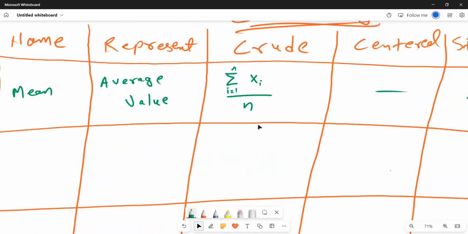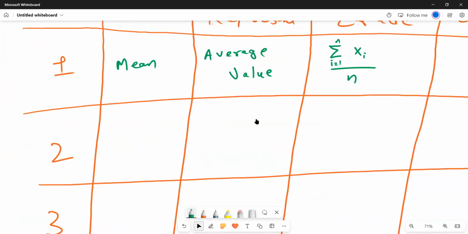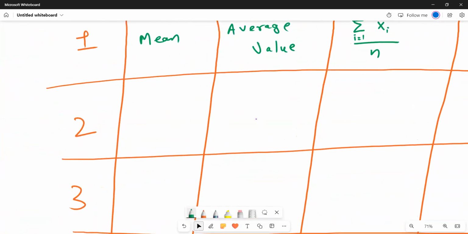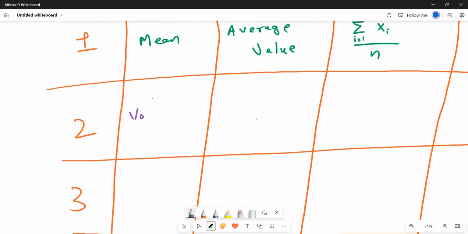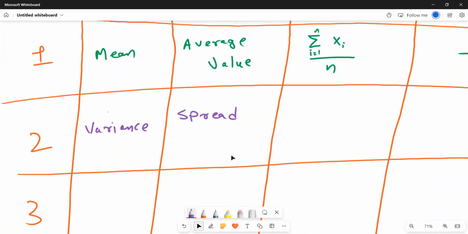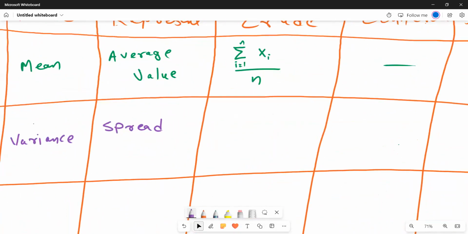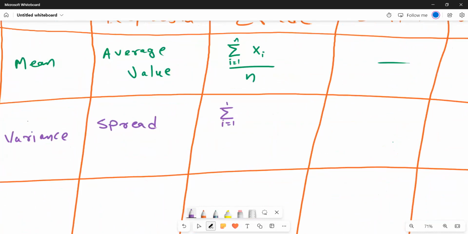All right. Now, the second moment is referred to as the variance of the data. It tells you about the spread of the data, right? The crude form of the formula is summation of i equals 1 to n xi whole square divided by n. Simply take the square of every term, add all of them together and divide it by the total number of elements. All right.